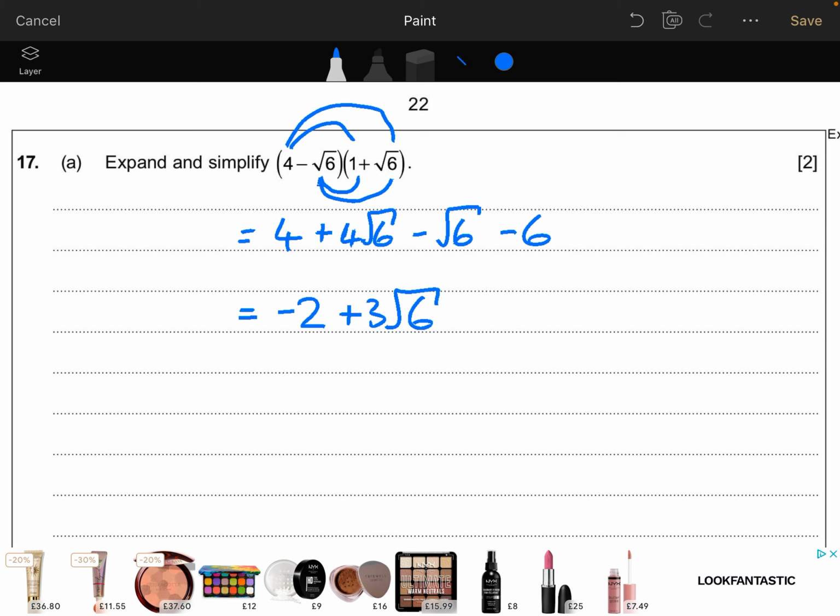And simplify. Could we do anything with that? No, we'll leave that as it is. We could rearrange the order of that perhaps, but I would be tempted to just leave it as it is.